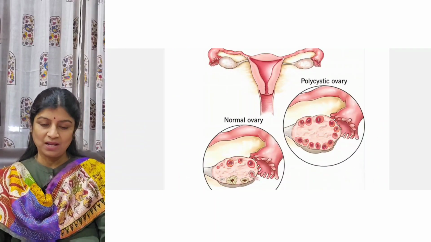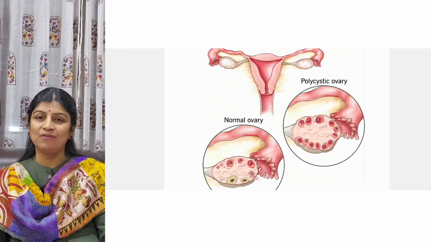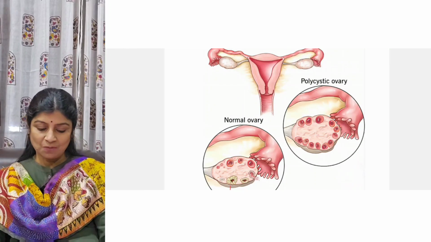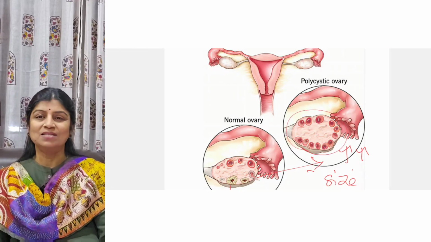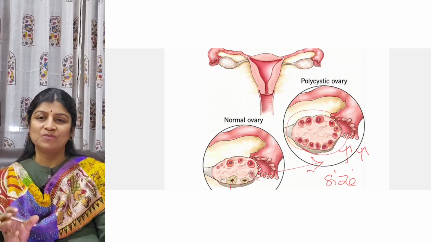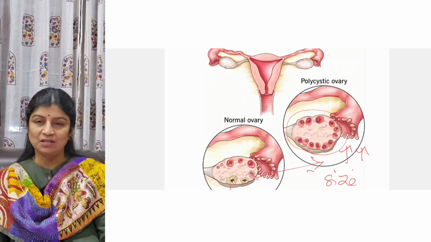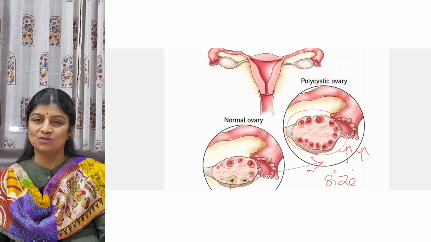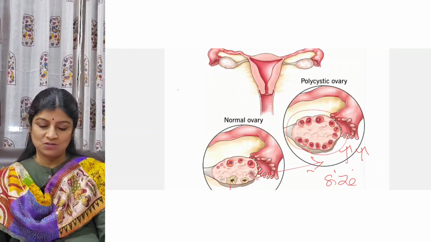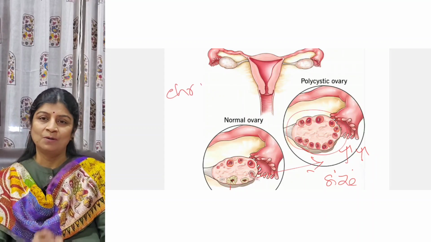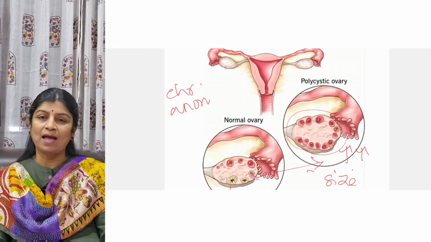In the normal ovary, we can see follicles at various stages and sometimes even the corpus luteum. But in the polycystic ovary, the overall size and volume of the ovary are increased, and all the follicles are sub-centimeter and arranged at the periphery. None of the follicles grows to a mature Graafian follicle and ovulation is affected. So the characteristic feature of PCOS is chronic anovulation.